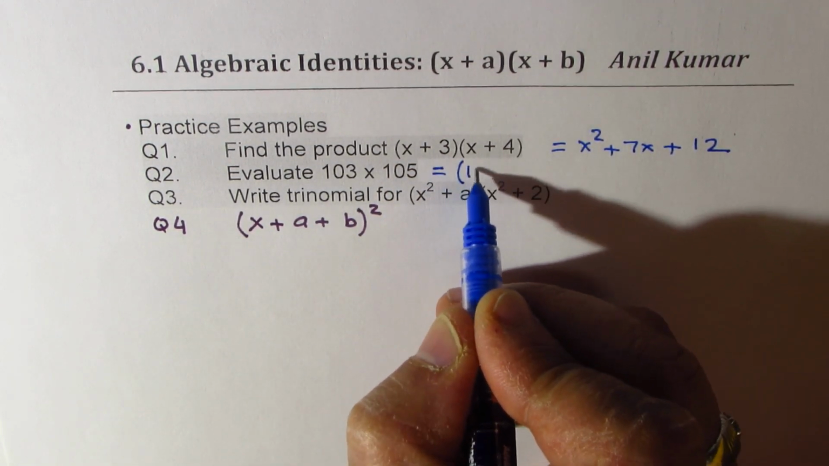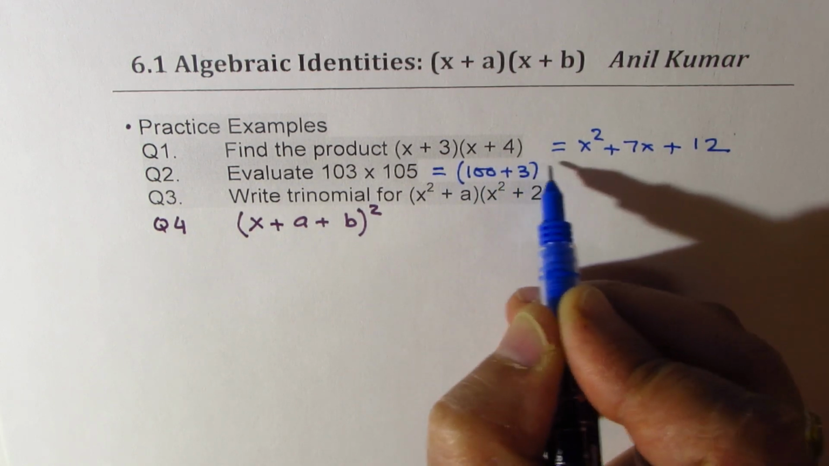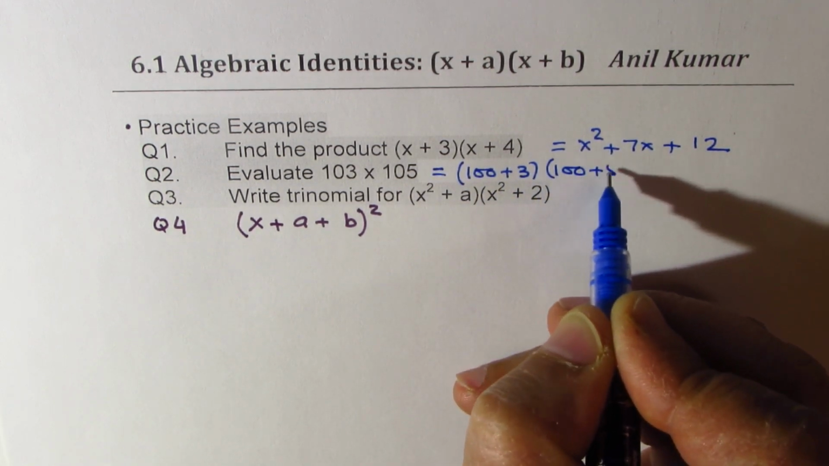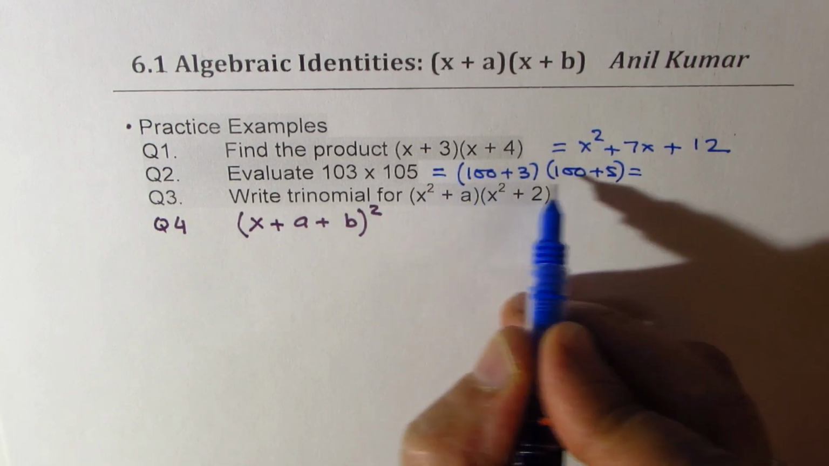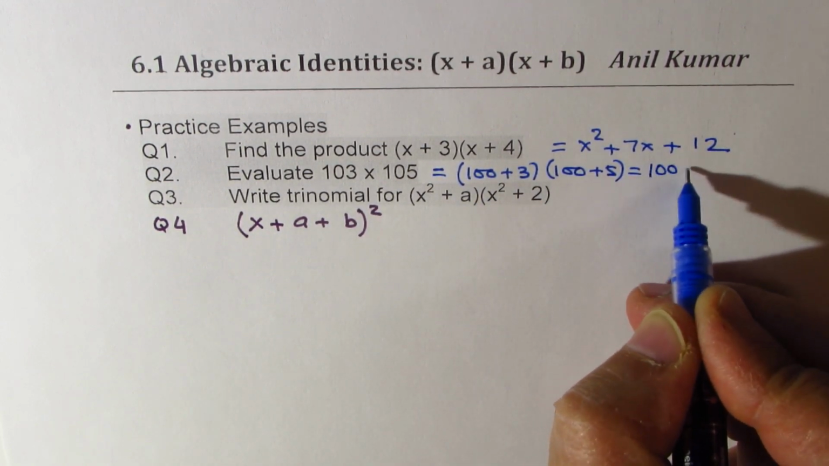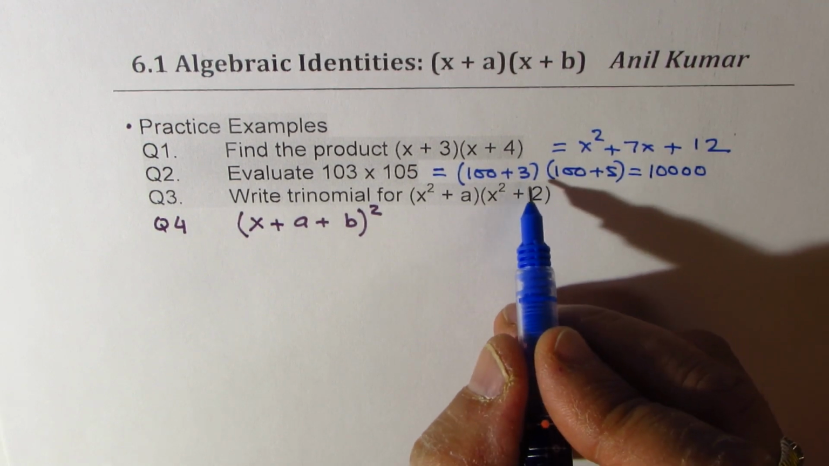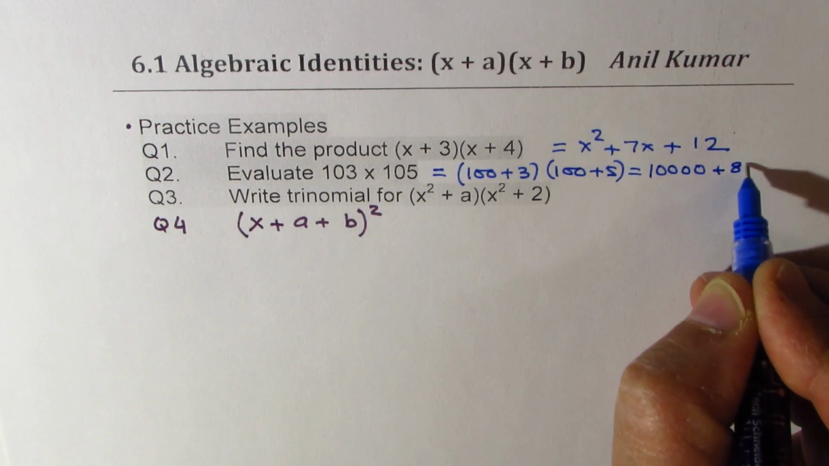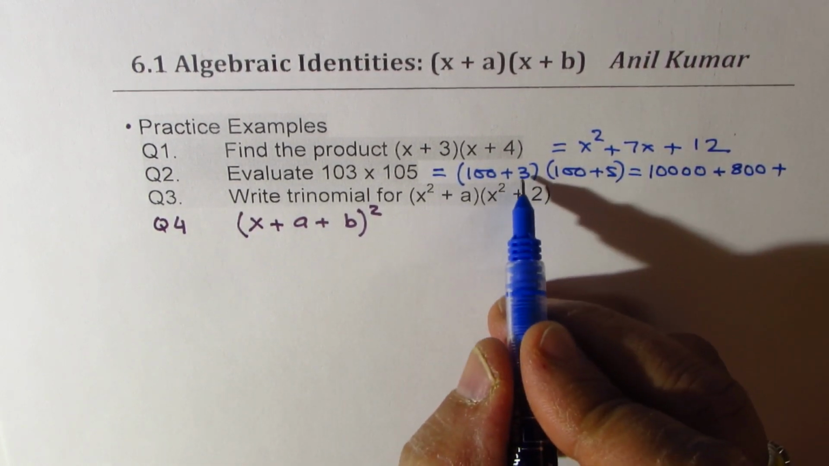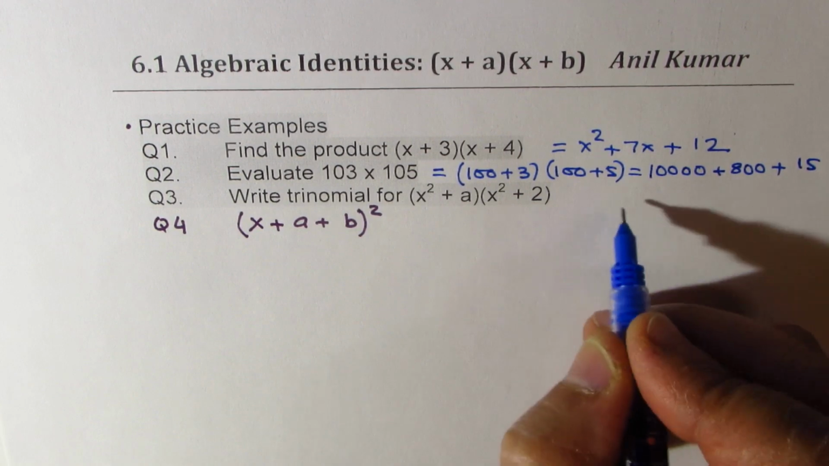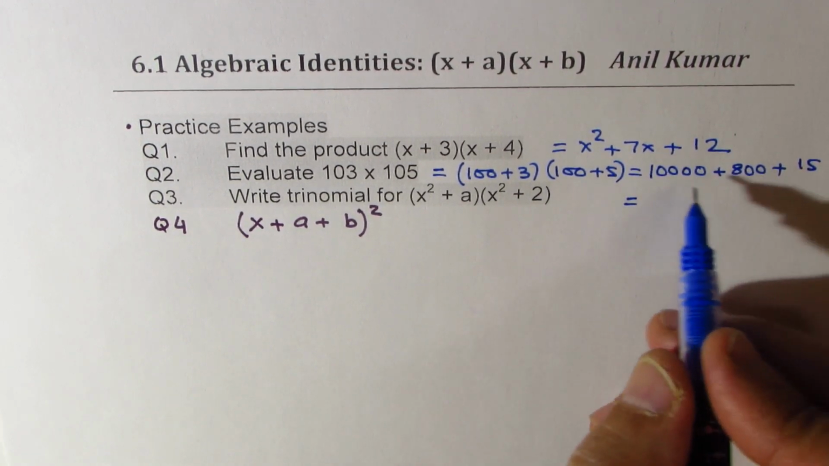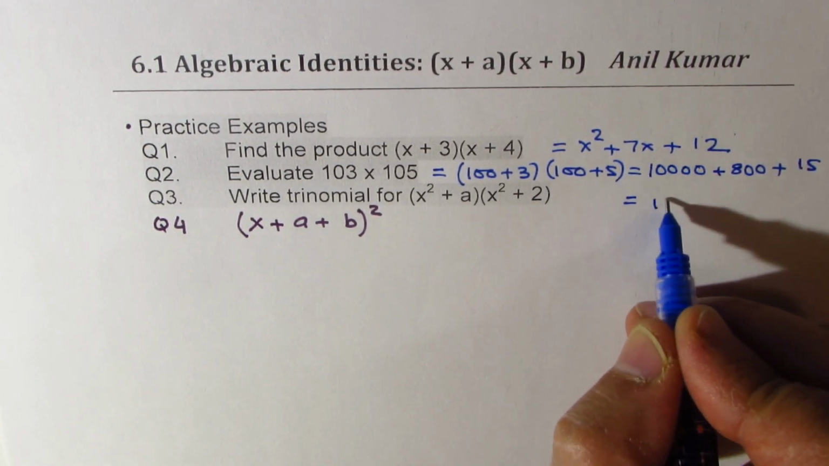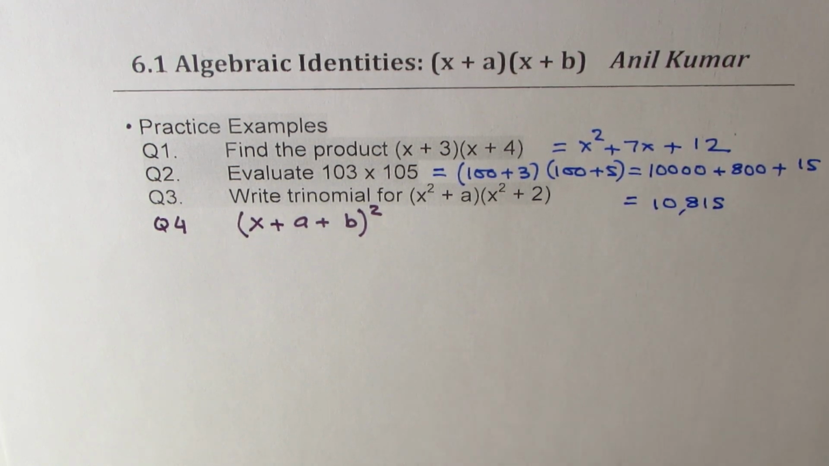Well, one way is I could write this as 100 plus 3 and 100 plus 5. Now we can multiply 100 and 100. So we get 10000. Then we can multiply 100 by 5 plus 3, 8. So we get 800. And then we have to just multiply 5 and 3, 15. And so we get our result, right? So we have 10815 as our answer. Do you see that? So that is how you do it.